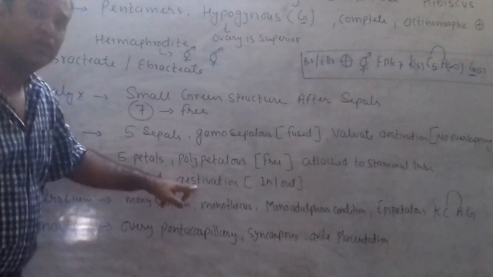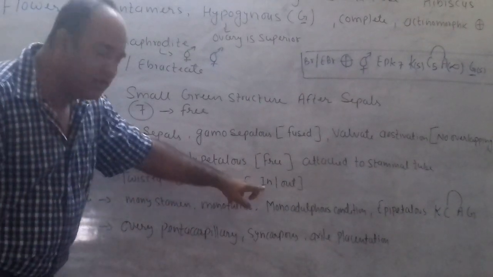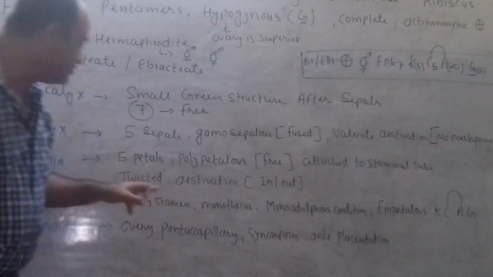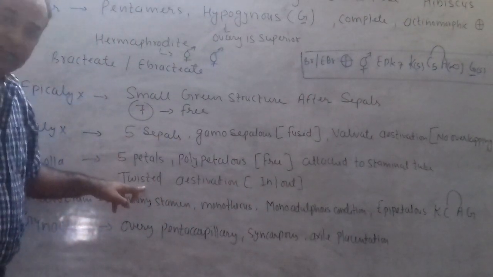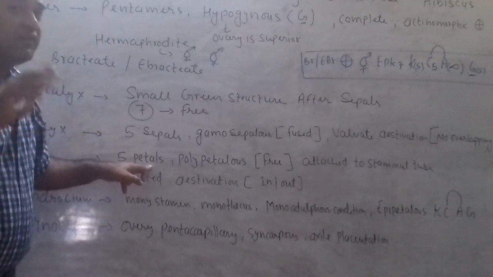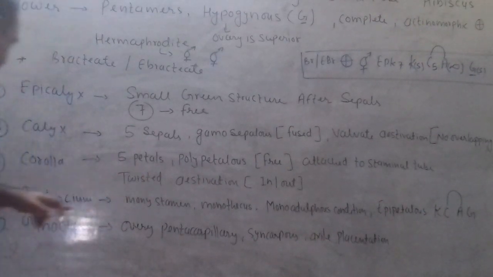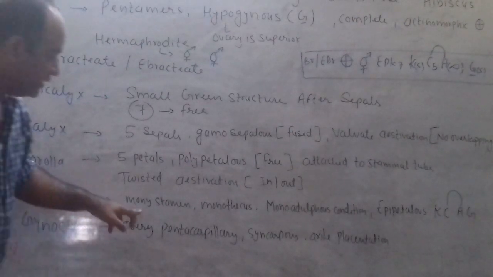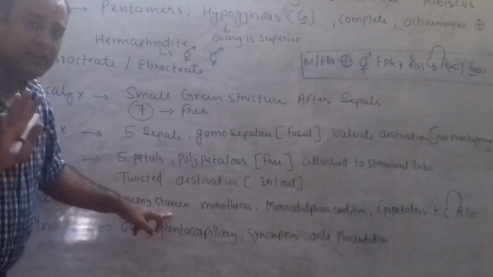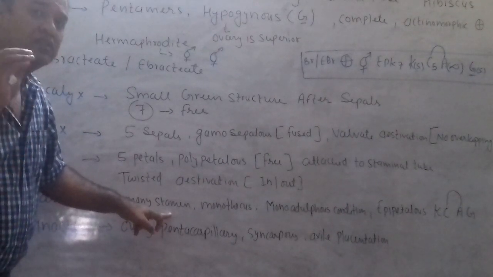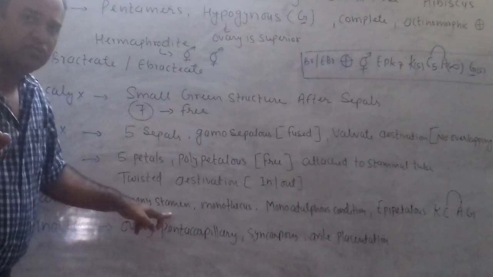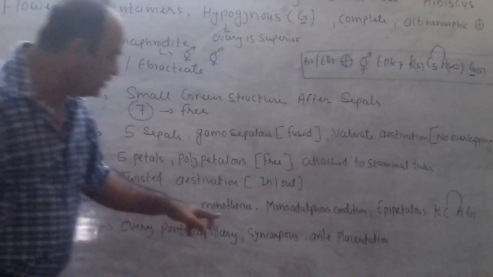Twisted aestivation. What is the meaning of twisted aestivation? One margin will be in and one margin will be out. This in-out situation is known as twisted aestivation. That means one petal margin will be in and one petal margin will be out. Androecium. Stamens are many. If you have observed China rose, you would have seen there are many stamens. Look at a China rose today. Pluck a flower and observe it.